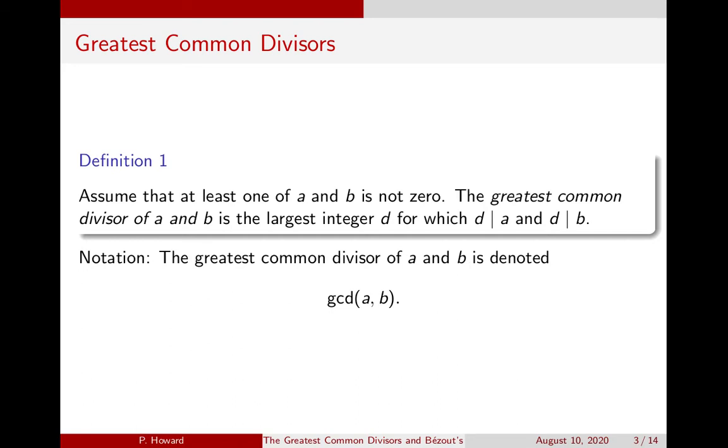Some notation for the greatest common divisor. The usual notation: the greatest common divisor of a and b is denoted by GCD of a comma b.